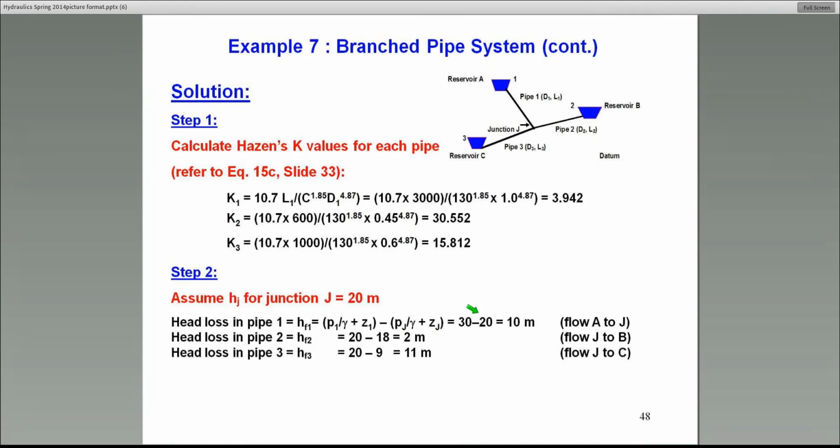Does it matter where you pick the head of J? Can it be below? No, not at all. You can pick any point. In my case, I picked one above, one below. All you have to do is two trials in this problem.